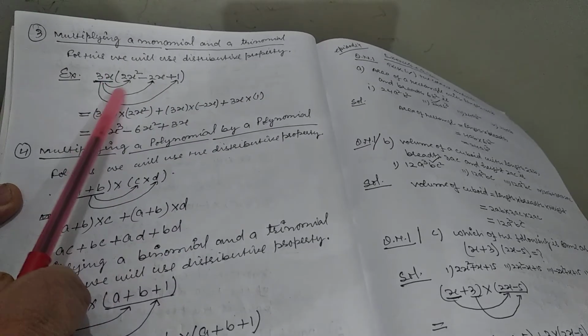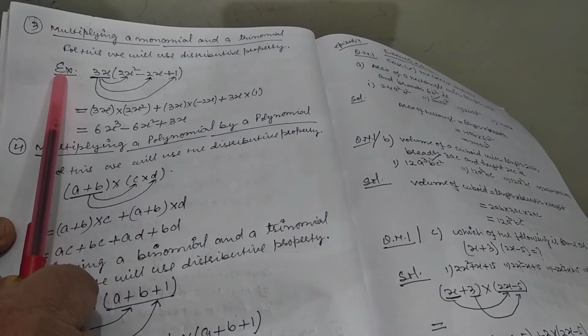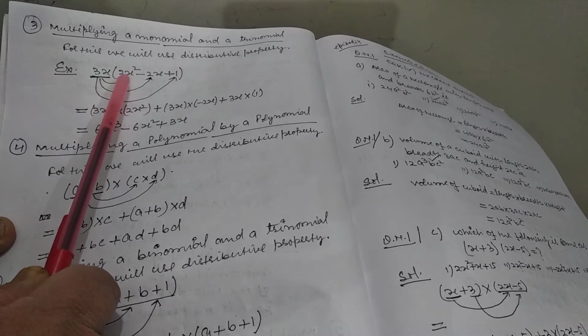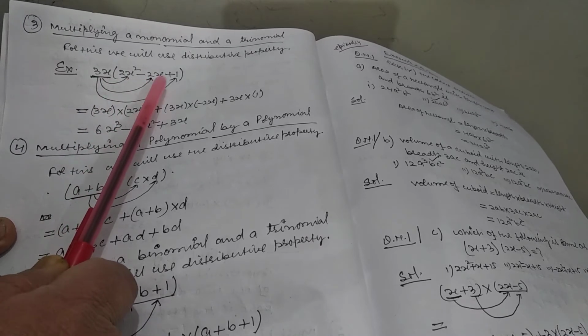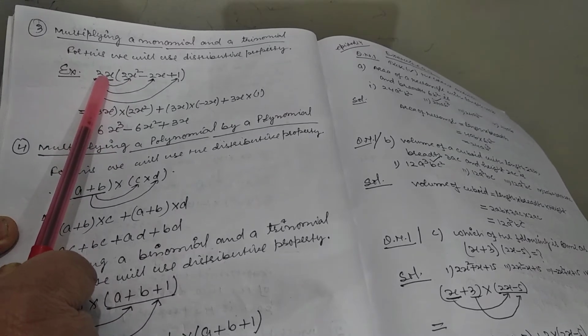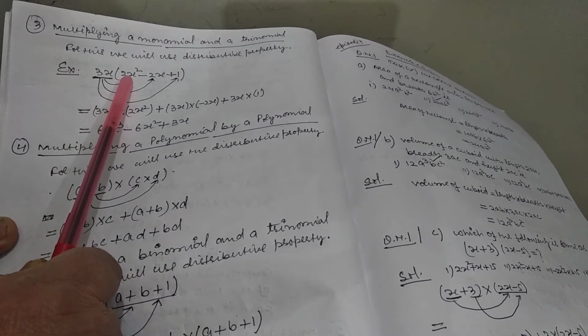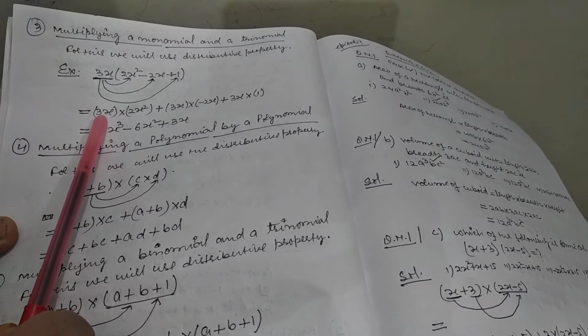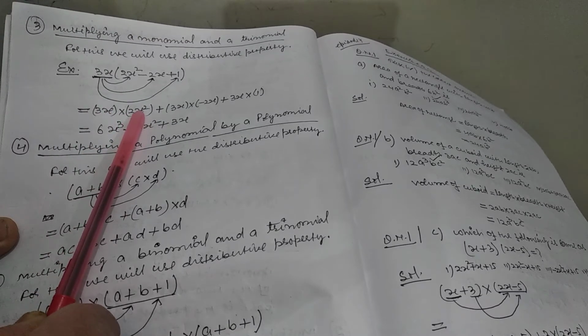So distributive property, now if we take the example 3x multiplied by 2x square minus 2x plus 1. So what we will do, first we will take 3x and multiply it with the first term, that is 3x multiplied by 2x square.